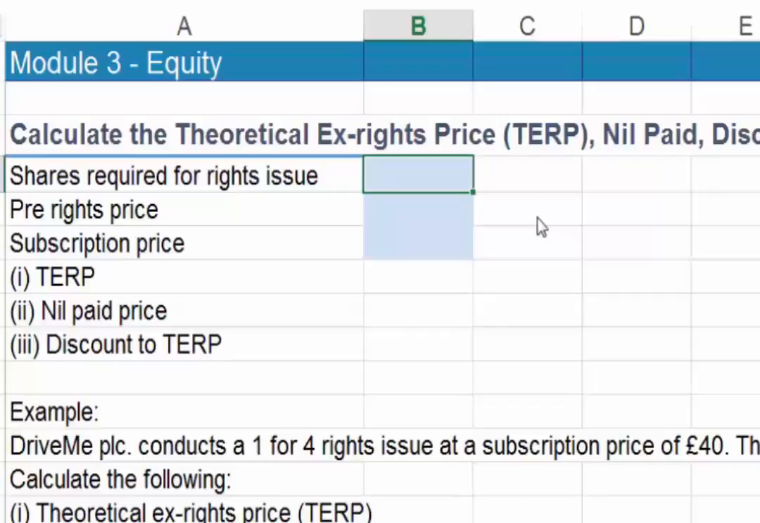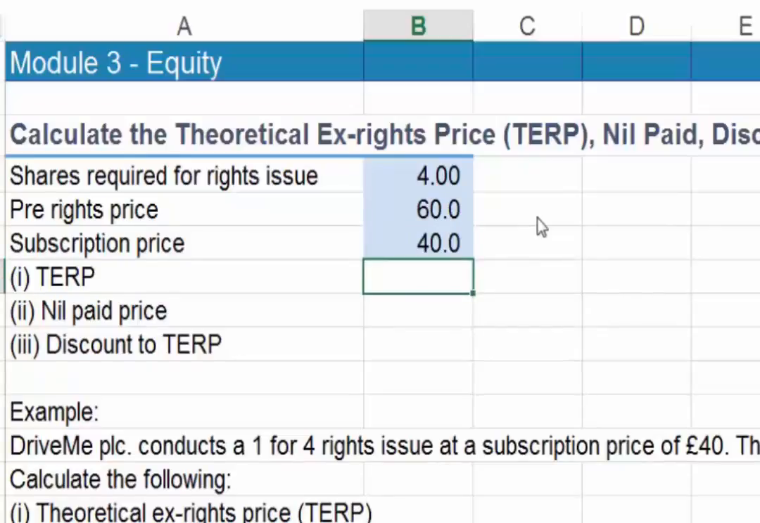Shares required for the rights issue, well, we just want that in whole numbers, so you need 4 shares to be given 1 right. So we just put the number 4 in. The pre-rights price in this example is £60 because Drive Me PLC conducted a 1-for-4 rights issue at a subscription price of £40, but the current share price is £60. That's the pre-rights, £60. And the subscription price we said is the discounted price. In this case, that's £40.